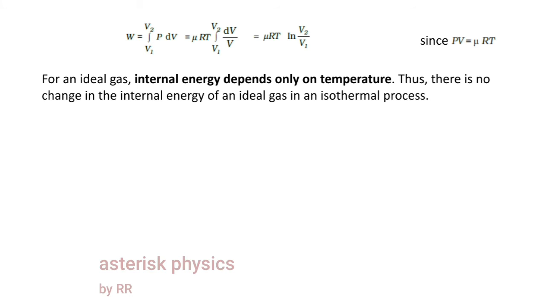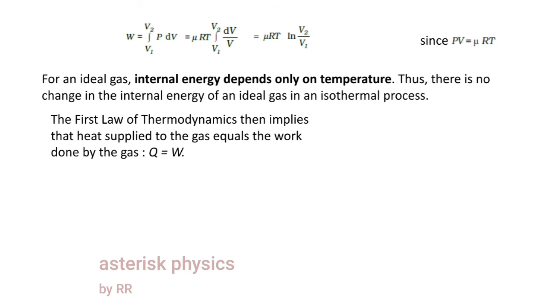For an ideal gas, internal energy depends only on temperature. This is a key point. For an ideal gas, internal energy depends only on temperature. Thus, there is no change in the internal energy of an ideal gas in an isothermal process. Therefore, the first law of thermodynamics then implies that the heat supplied to the gas equals the work done by the gas. That is, Q is equal to W.